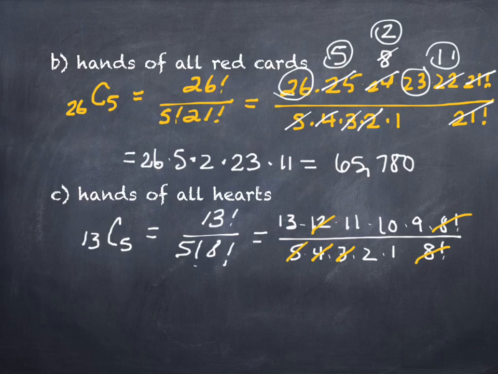Yeah, thank you, Jerry. 5 and 2 and 10. Right, 5 times 2 is 10, so I can cancel my 10. All right, so I have 13 times 11 times 9. What's that? 1287.